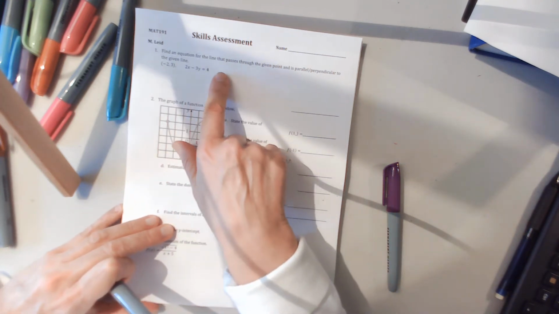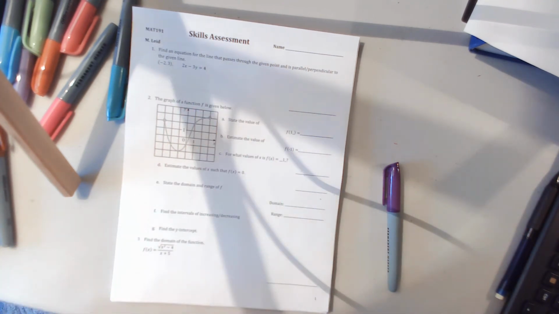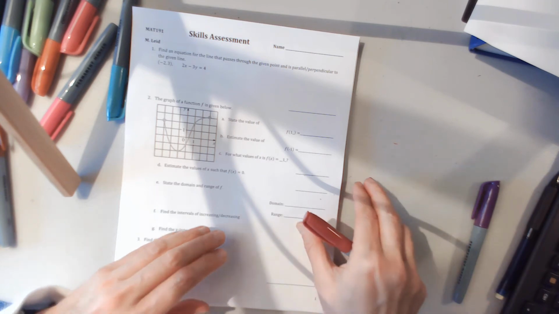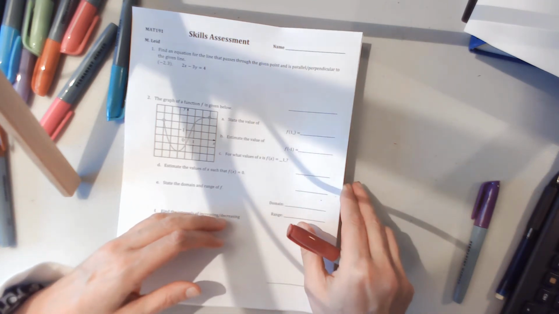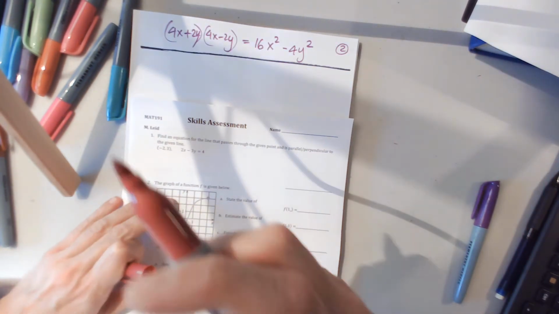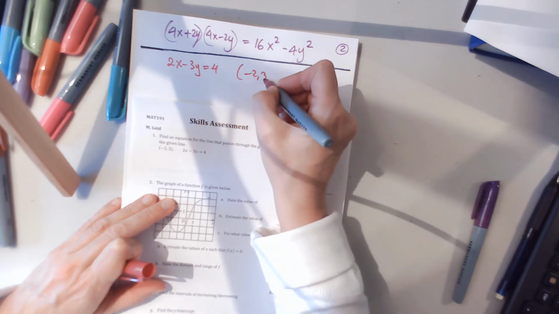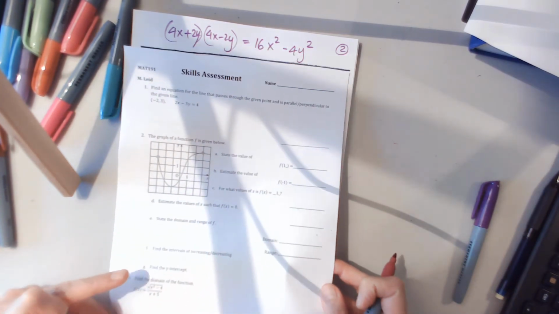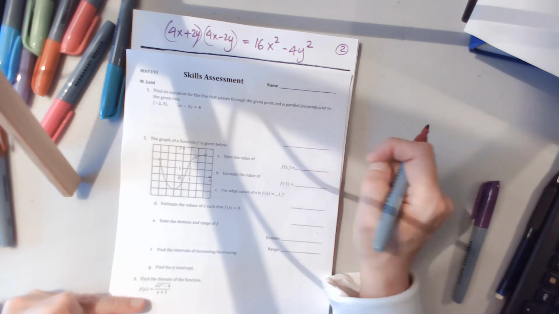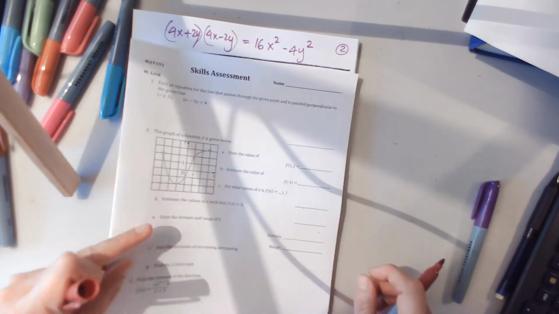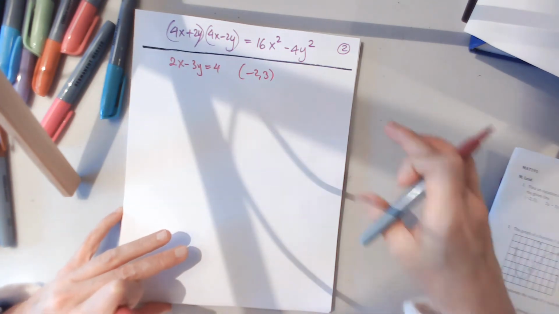So do we still need to talk about number 1? Somebody said yes? Yes. Okay. So the first one is 2x minus 3y equals 4, and the point is negative 2, 3. Would you like to do the parallel or the perpendicular? Let's go perpendicular. Very good. I was going to say parallel, all right.